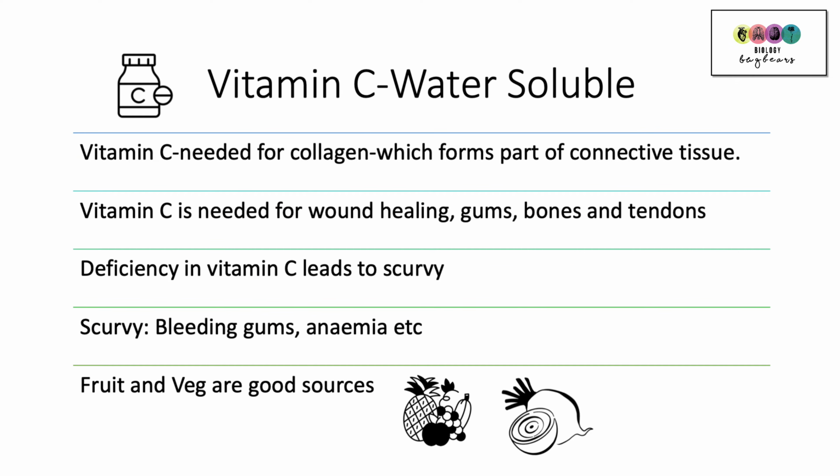So let's specifically look at vitamin C, a water-soluble vitamin. It's needed for collagen, which forms part of connective tissues. Vitamin C is needed for wound healing, gums, bones and tendons. Important to give examples like those. Deficiency or a lack in vitamin C leads to scurvy, and scurvy results in bleeding gums and anemia and can lead to death. Good sources of vitamin C are fruit and veg.